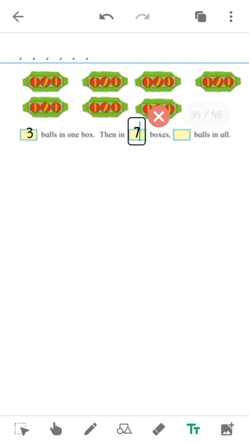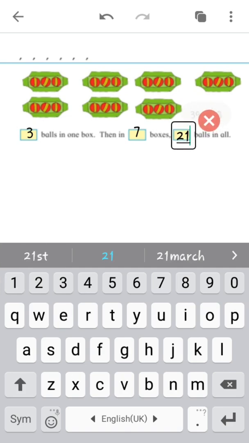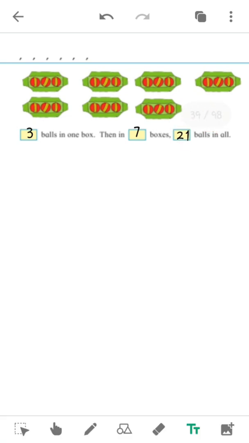Okay, so how many balls in all boxes? If we multiply 7 multiplied by 3, we will get the answer. 7 ones are 7, 7 twos are 14, and 7 threes are 21. So 21 balls in all. Okay, write down in your book.